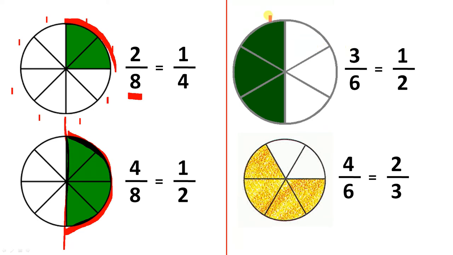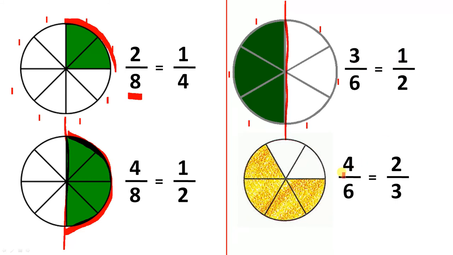3/6. Okay, the 6 is 1, 2, 3, 4, 5, 6. So pretend the pizza has been cut into 6 slices. The shaded section, there are 3 sections that are shaded. That's why it's 3/6. But if you slice the pizza down there, that's actually half the pizza. And that's why 3/6 equals a half.